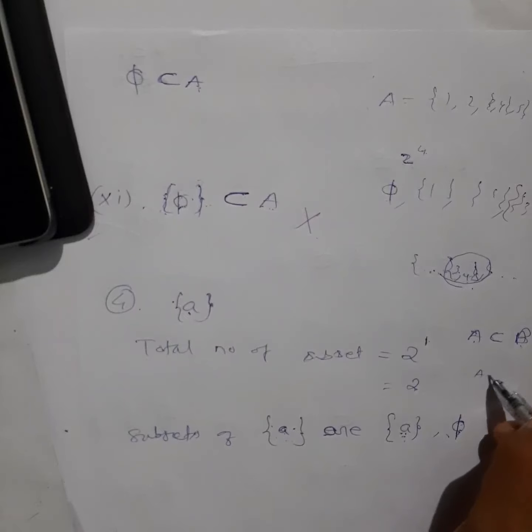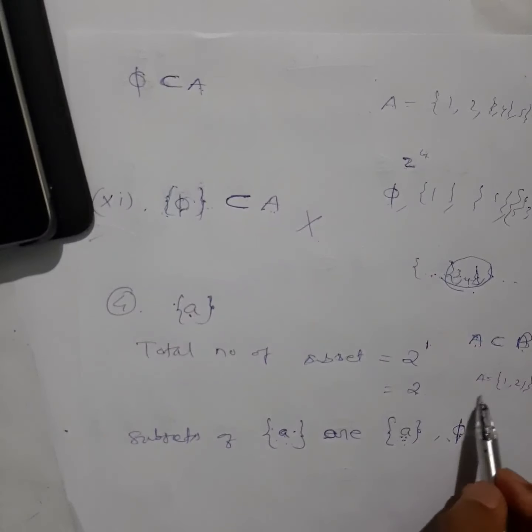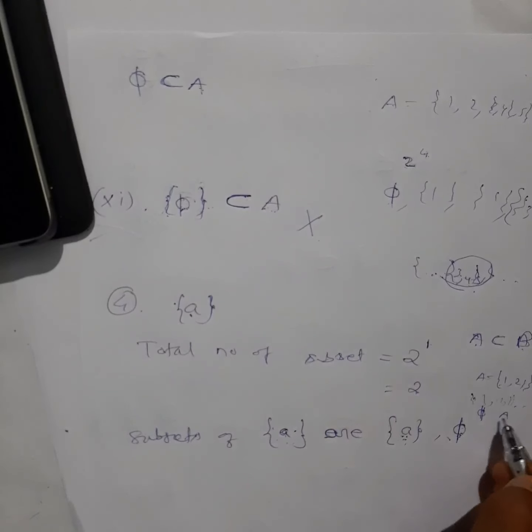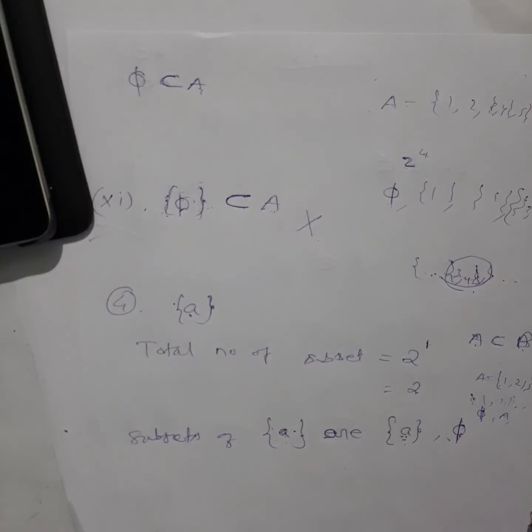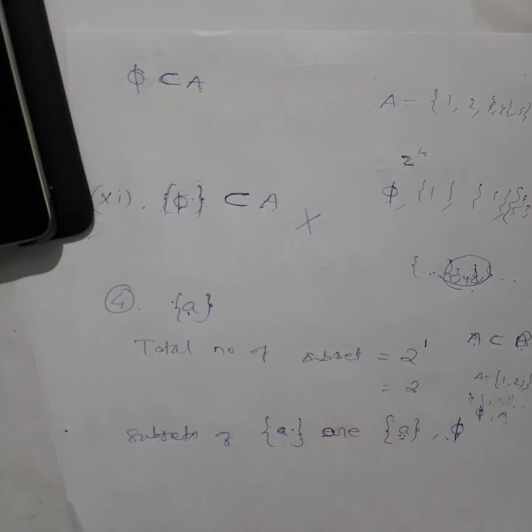So if I give you A is equal to the set containing elements 1, 2, 3, then what are the subsets? {1}, {2}, {3} separately it will have. Other than that, the obvious ones will be phi and the set itself, which are also subsets. Always. So these will be the subsets and no other possibility.